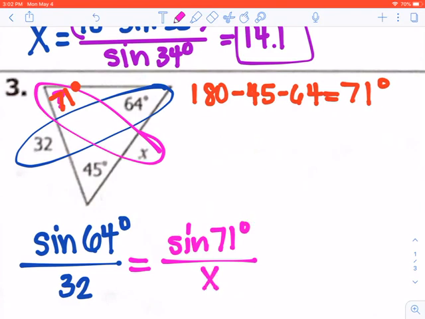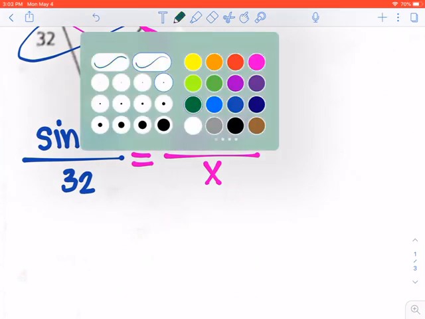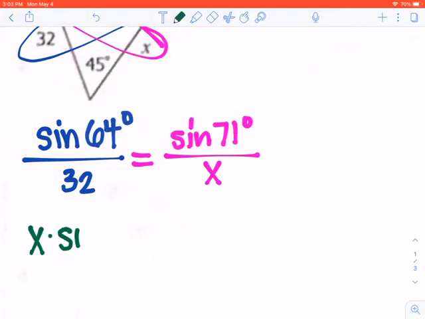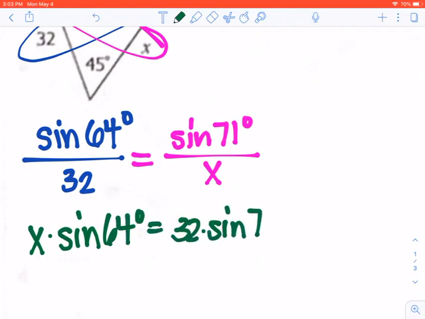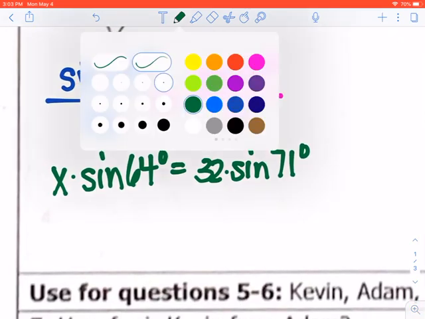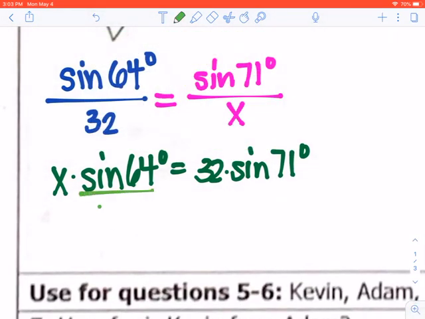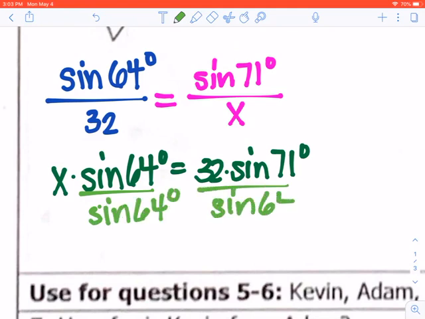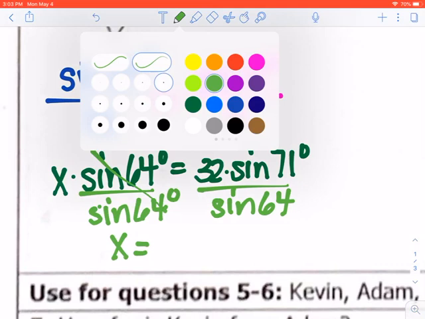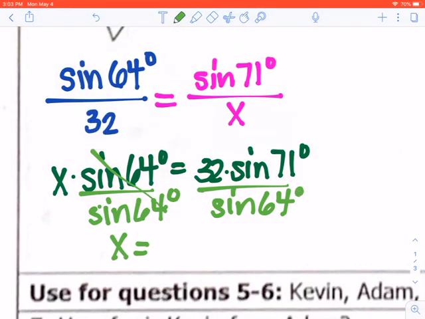Okay? And then you do the same thing. You cross multiply. And so x times sine 64 degrees will equal 32 times sine 71. Then I can finally divide by sine 64 on both sides. So when you cancel the sine 64s, you take your calculator, you do 32 times sine 71, you hit enter, and then you divide it by sine 64. And your answer is going to be 33.7. And there's your missing side.